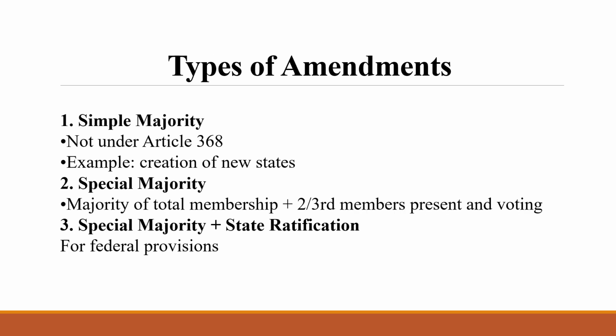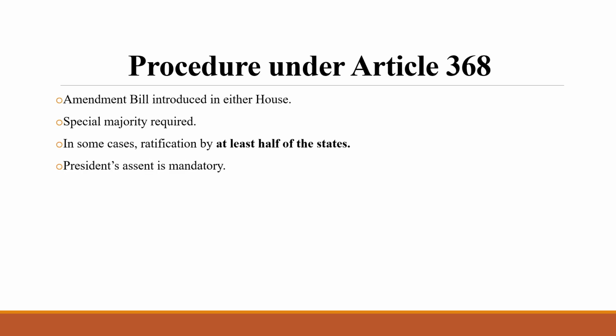Now, there are three types of amendments. First is simple majority, second is special majority, and third is special majority plus state ratification. In simple majority, it is not under Article 368. Example, creation of new states, not given under Article 368. Then we have the special majority: majority of total membership plus two-third members present and voting in the Parliament. Third is special majority plus state ratification for federal provisions.